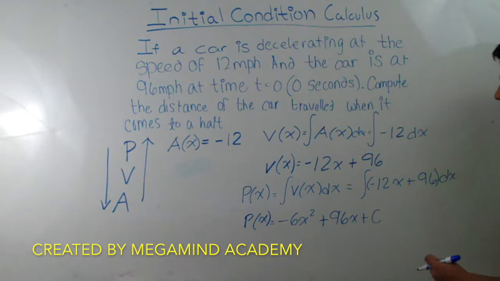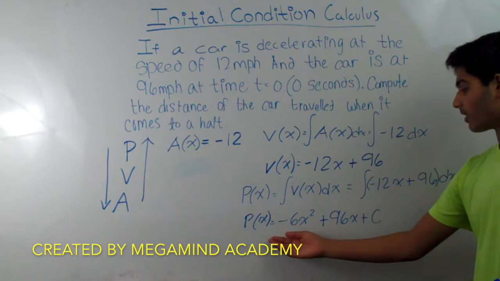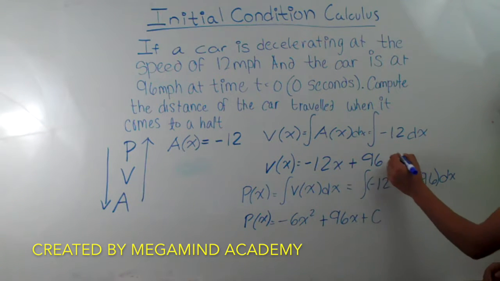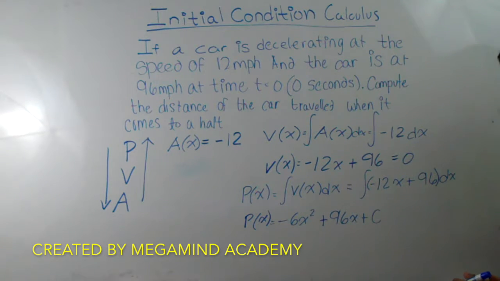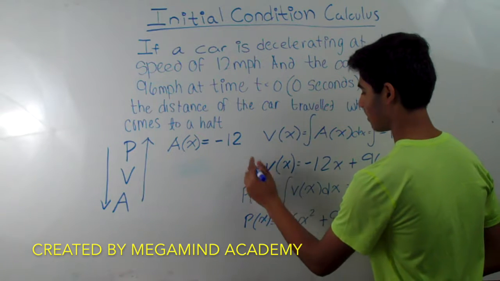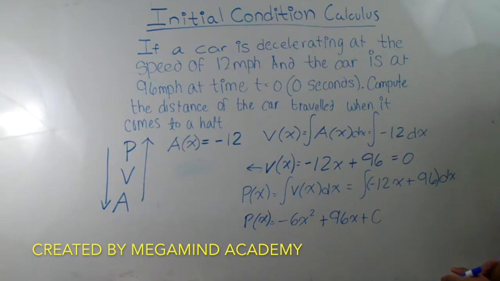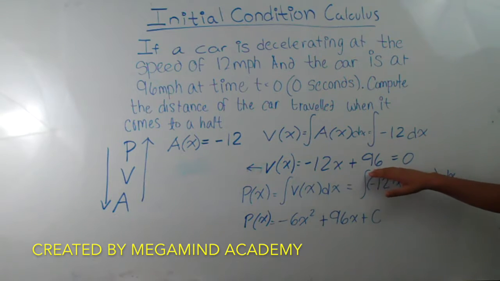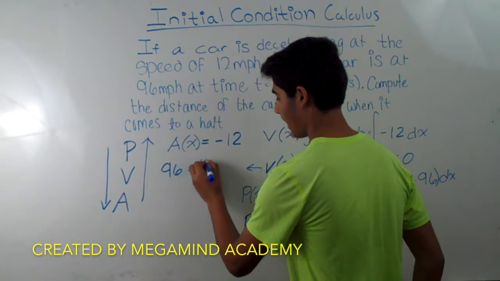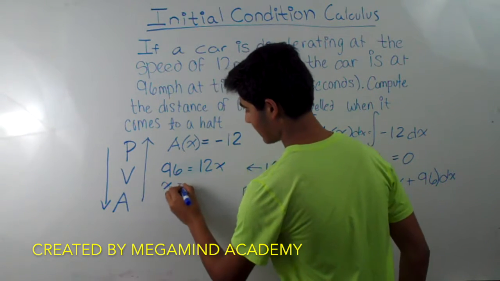Now, in this problem, we want to compute the distance that the car has traveled before it comes to a halt. And we know that the car comes to a halt when the velocity is equal to 0. So, when the velocity is equal to 0, we can set the velocity equation equal to 0. So negative 12 times x, plus 96 is equal to 0, meaning that 96 is equal to 12x, meaning that x is equal to 8.